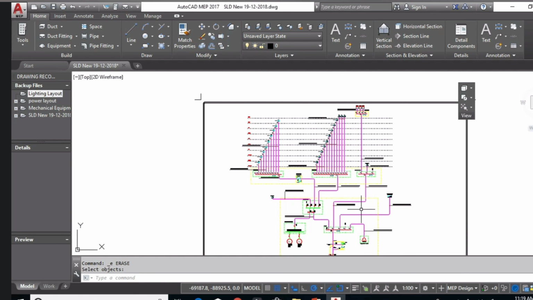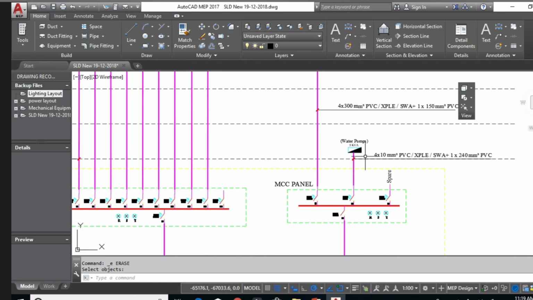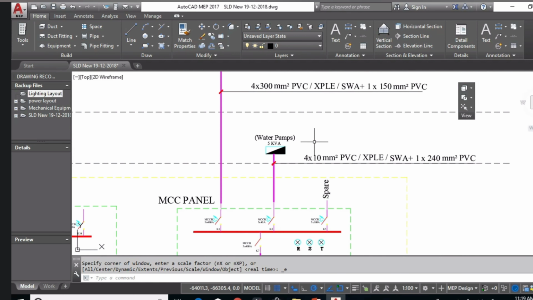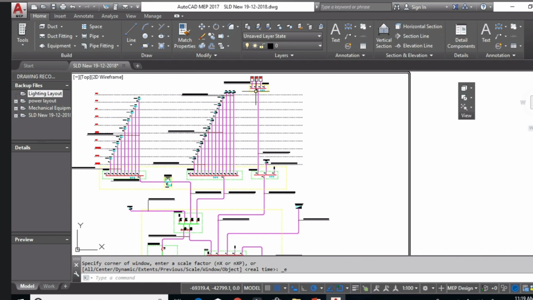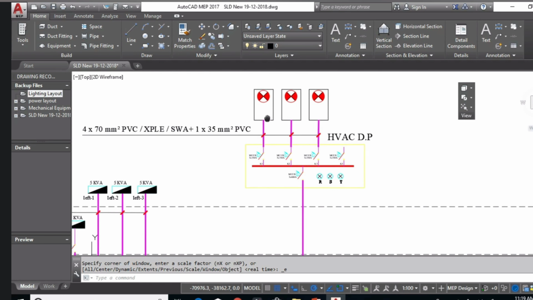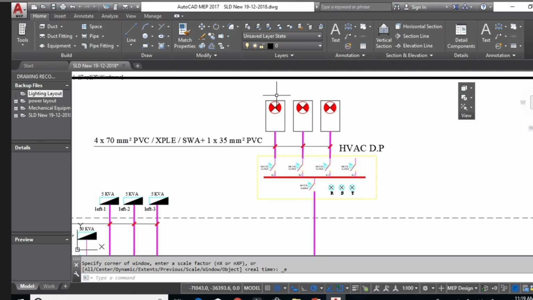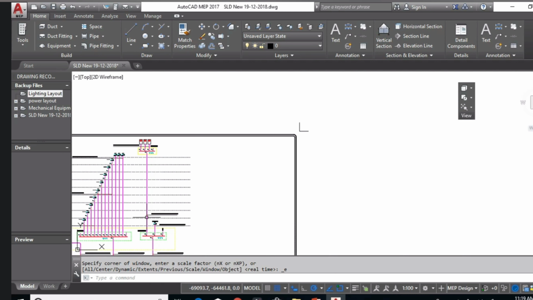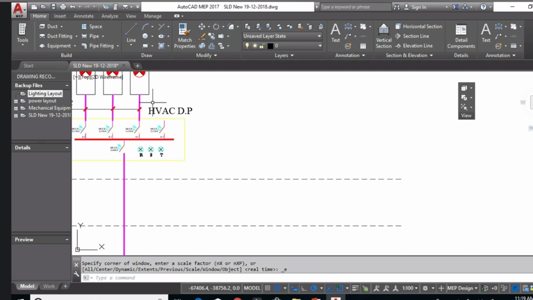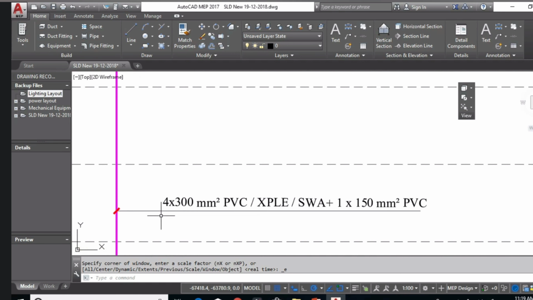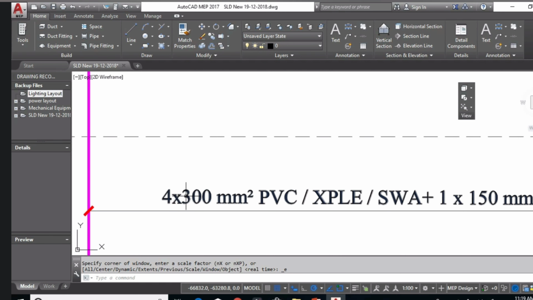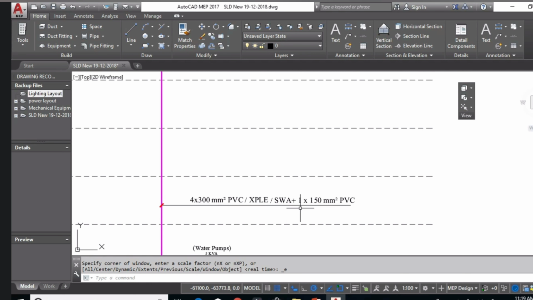And finally, here for the non-essential load I have the MCC panel, and here I have the water pumps, and after that on the roof I also have two outdoor units, all of them 75 horsepower, and the cable for each one is 4 core 70 millimeters. The cable feeding this panel board, the HVAC distribution panel, is 4 core 300 mm plus 150 mm.